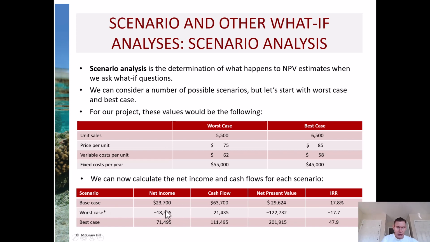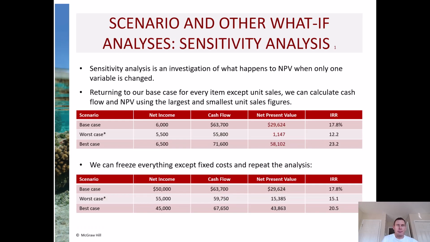The worst case scenario, we're losing about 18.5 grand. It projects a negative 17.7% internal rate of return. And then for the best case scenario, we're going to do really well, right? 71,495 with a projected IRR of 47.9%.